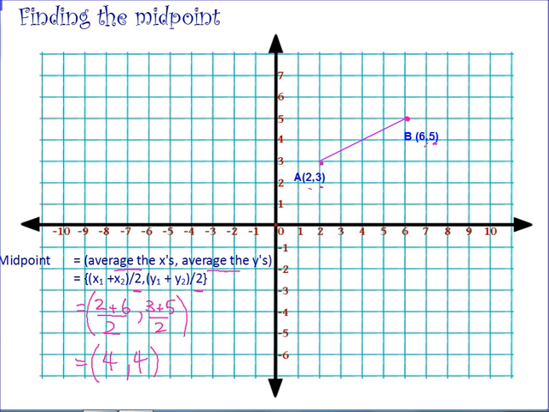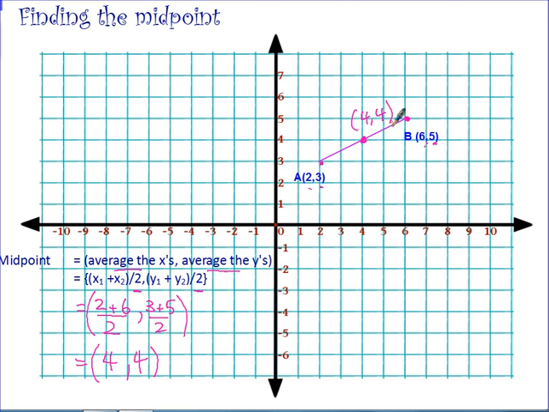So the point 4, 4 is my midpoint. Let's just go and have a look. 4, 4, exactly. Beautiful. Okay, so that's how you find a midpoint. Add the x's, divide by 2 to get the x coordinate. Add the y's, divide by 2 to get the y coordinate.